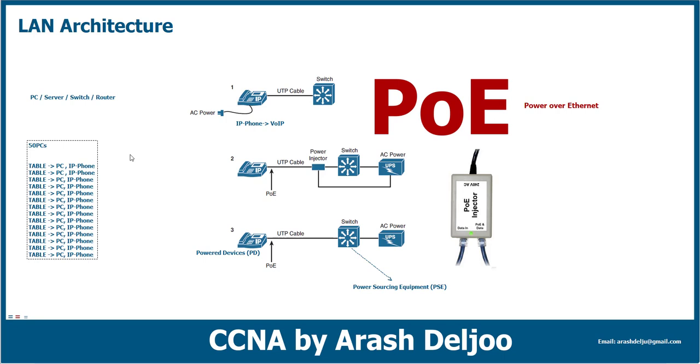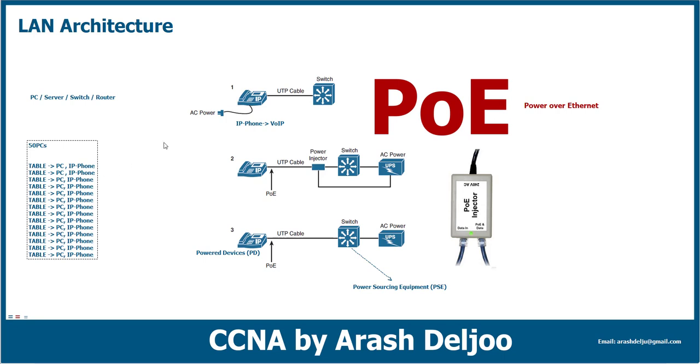Also, you need to generate the power for all of these new power outlets, okay? Because of that, now we have a problem. For each IP phone, we need to supply the power. This is not so easy, okay?